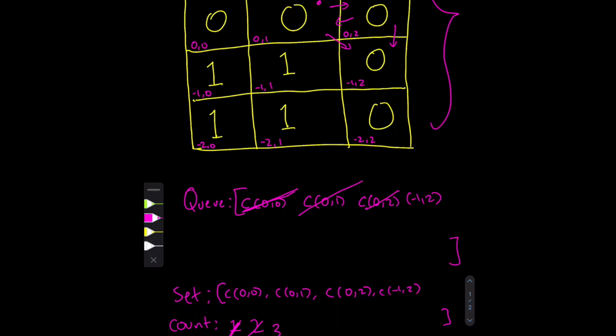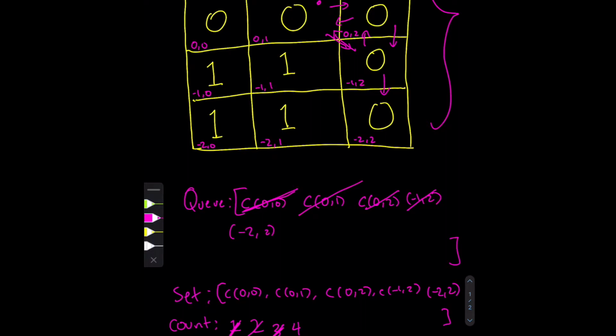And finally, in this iteration of our queue, we also have -1, 2. So let's pop off -1, 2. And at -1, 2, we don't want to add the top or the top left, since we've seen those already. But we can add -2, 2. So let's add that into our queue, and we'll also add it to our visited set. And after we're done exploring all the nodes in that iteration, we're going to increment our count by 1.